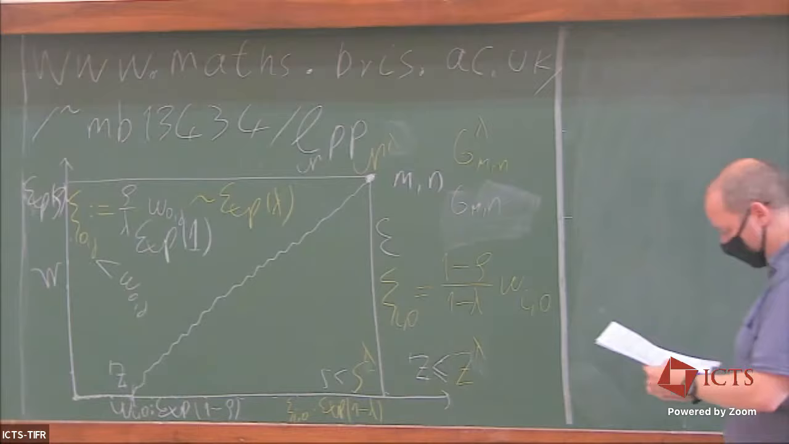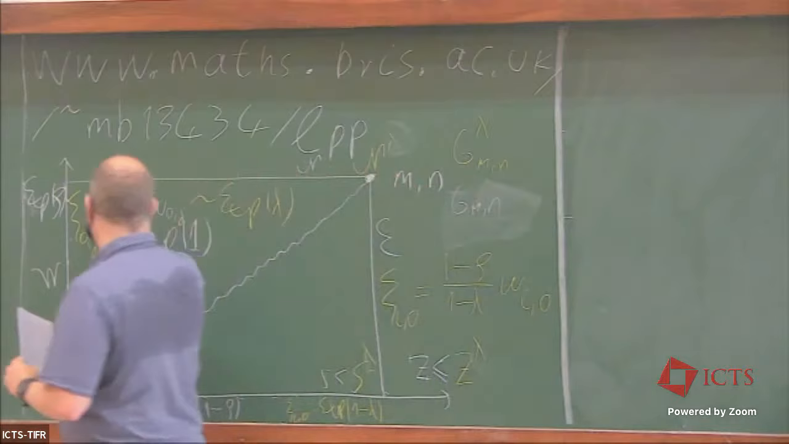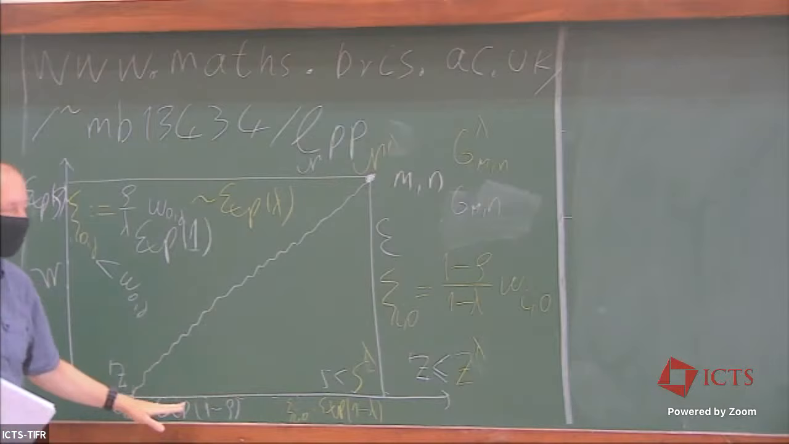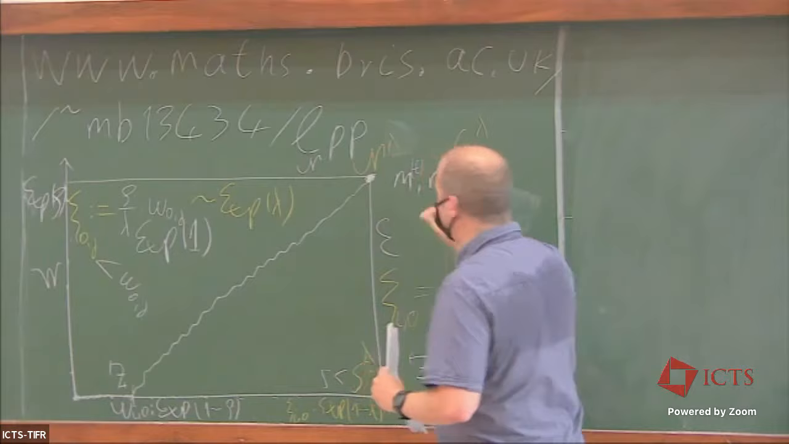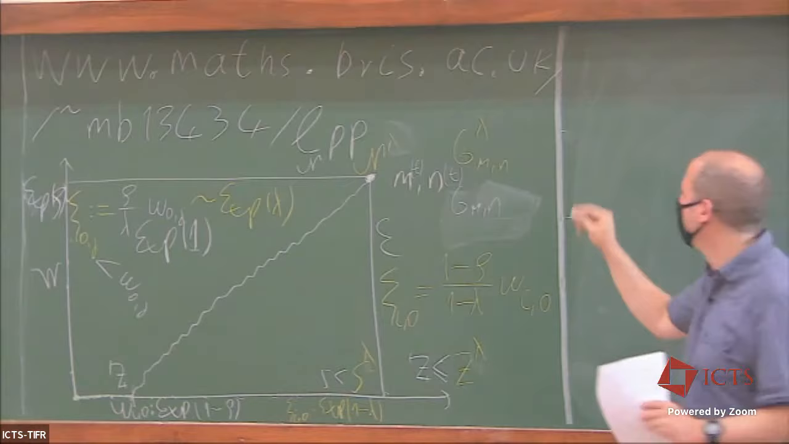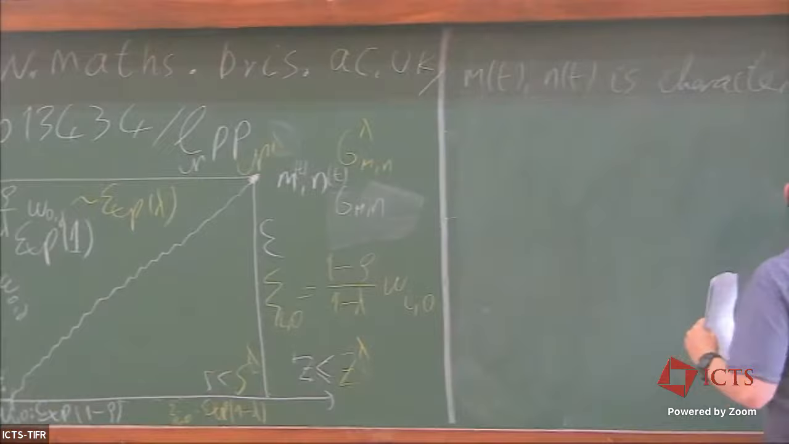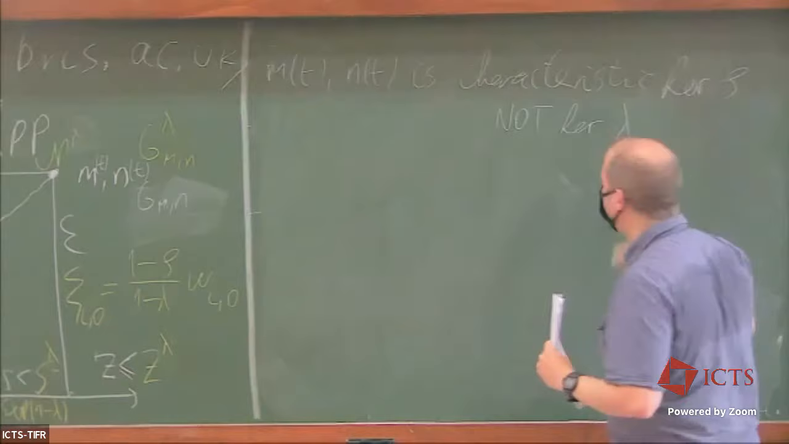Now, I told you that the new model, the yellow model with parameter lambda, is a perfectly fine stationary model. It has the exponential lambda boundaries here, the exponential 1 minus lambda there. The only non-fine thing is the location of the corner. That's what makes the difference between the rho model and the lambda model. The corner (m, n) is characteristic for rho, but it's not characteristic for lambda. So the box is not right for lambda.